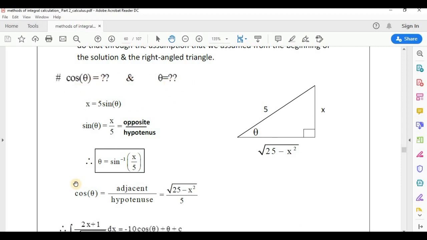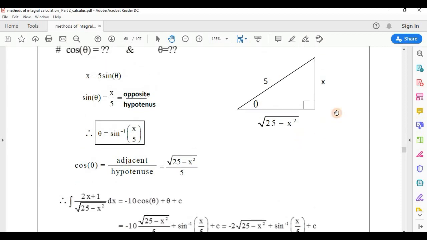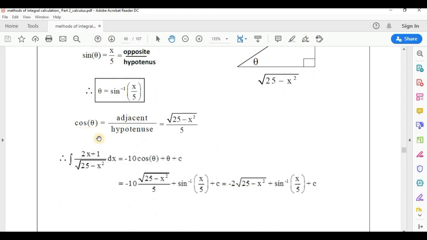Now we need to find cosine theta. As we know, cosine theta equals adjacent divided by hypotenuse. What is the adjacent? It will be the square root of 25 minus x squared, and the hypotenuse will be 5. So cosine theta will be equal to this value.